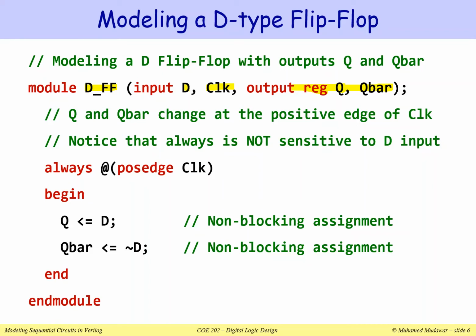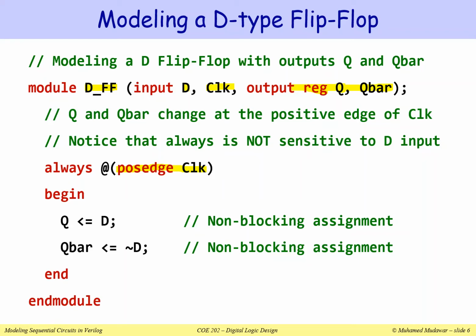I'm going to write an always statement. This always statement is sensitive to the positive edge of the clock. Notice that D does not appear in the sensitivity list, although D is an input. The reason is that the always statement is not sensitive to D, so even though there might be changes in D, there is no change in the output Q. The output Q is going to change only at the positive edge of the clock, and this is why only the positive edge of the clock appears in the sensitivity list of this always statement.